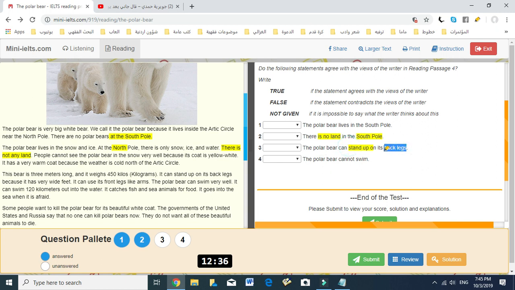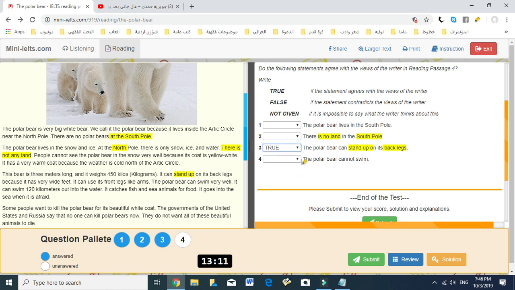Let's see. People cannot see the polar bear in the snow very well because its coat is yellow-white. It has a very long coat. No information there. The bear is 3 meters long and it weighs. Okay, it can stand up. Here's the word: on its back legs. The polar bear can stand up on its back legs. It's identical. The information in the passage and in the question are the same. So the answer would be true.